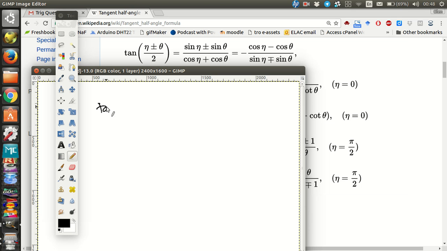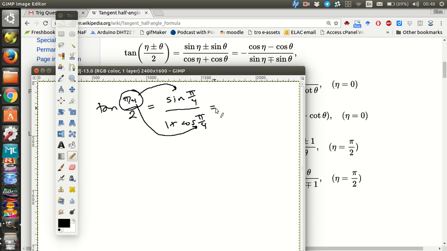So I've got the tan of pi over 4. The half-angle formula equals the sine of that alpha, which is this, over 1 plus the cosine of that alpha, which is this again. And what is sine pi over 4? Oh yeah, you're right, that's what it is. And what is cos pi over 4? Oh yeah, you're right, that is what it is.